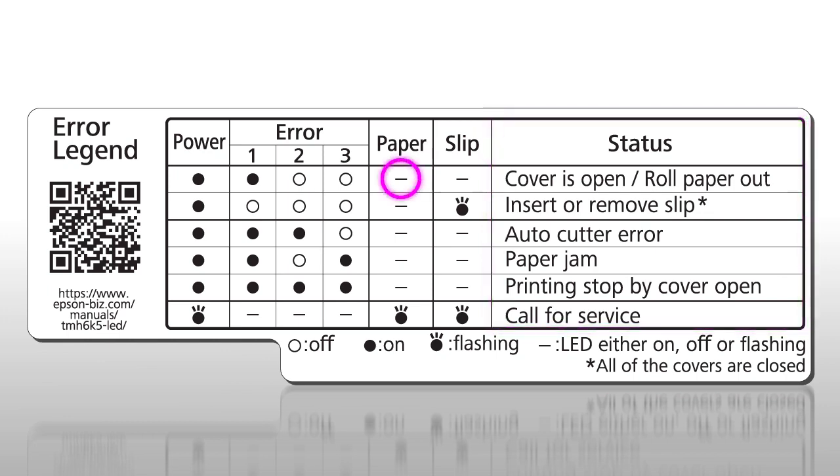A dash indicates a light that may be either on, off, or flashing, so you don't need to consider the light's state when using the table.